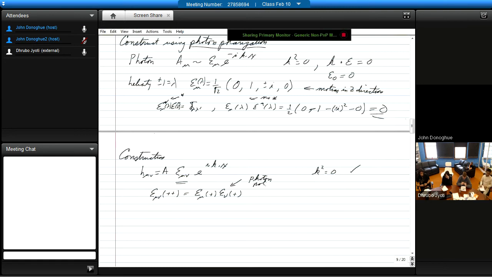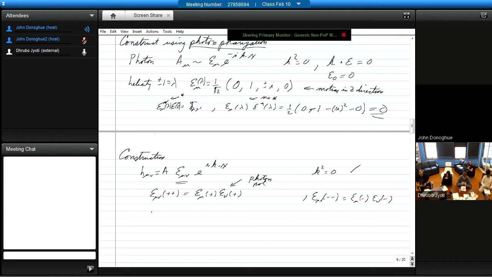So the vectors that I wrote up above there. You take two plus ones, that works, and likewise epsilon mu nu minus minus equals epsilon mu minus epsilon nu minus. So those are the two possible components we were looking for. We have two solutions now.